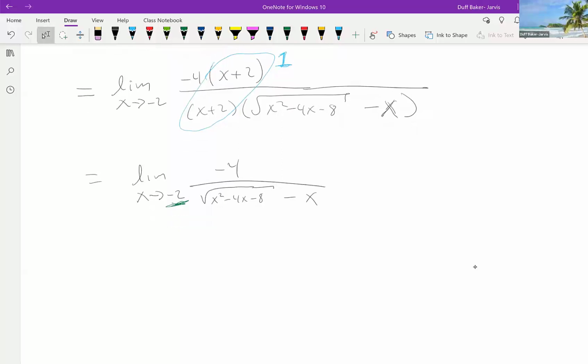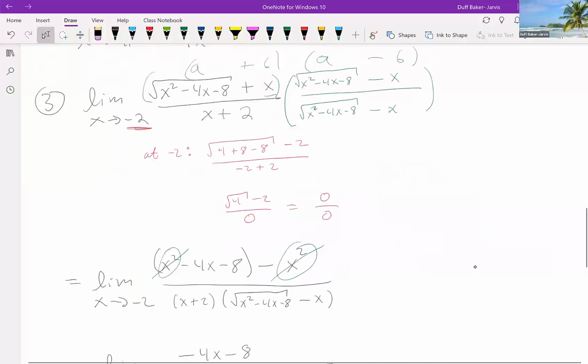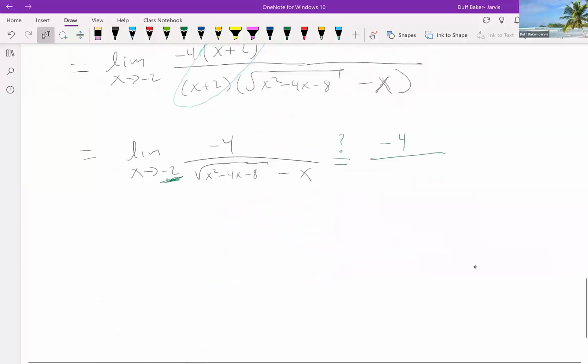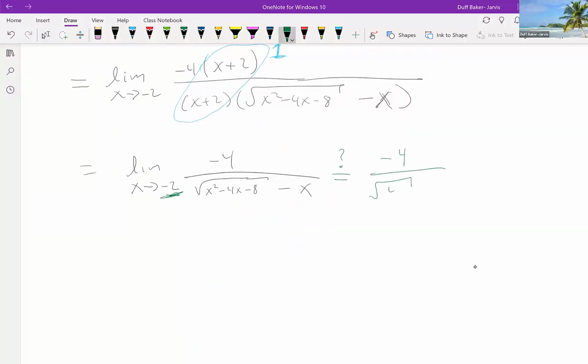Okay, so if we just plug in here, we might think that it might be equal to, well, -4 is just the top. And then what did we end up with here? We did this calculation already. What did the square root end up being? Just 2. So it ended up being the square root of 4 minus -2.